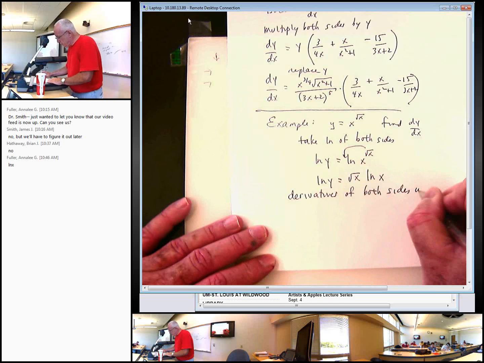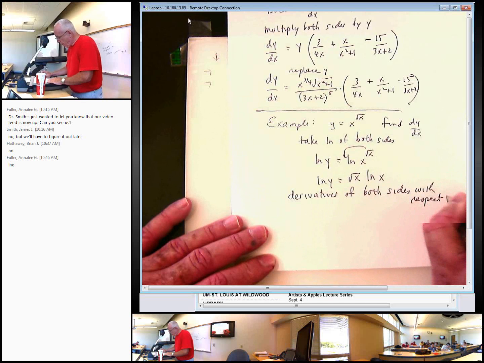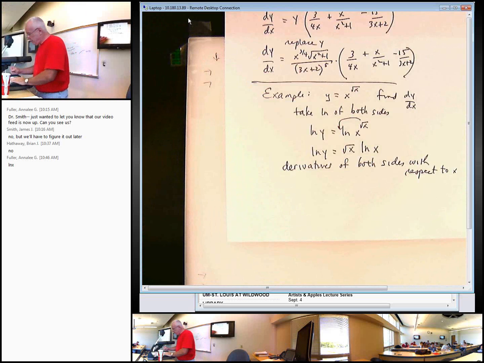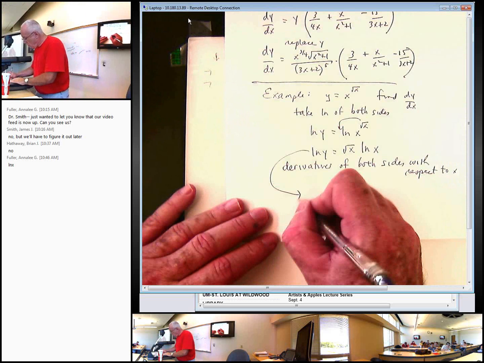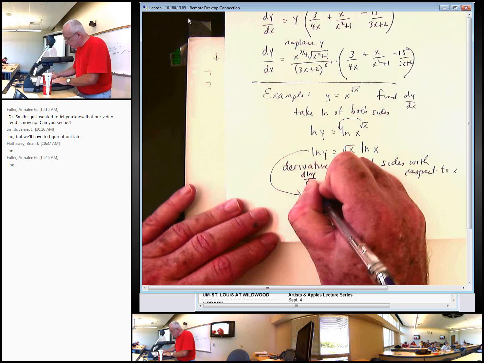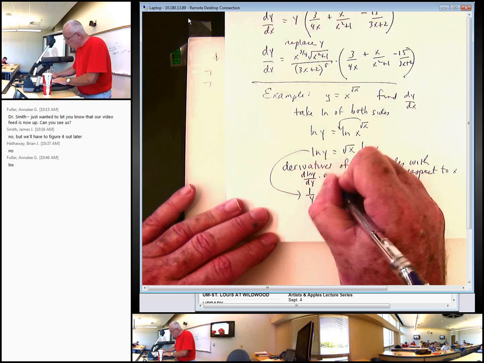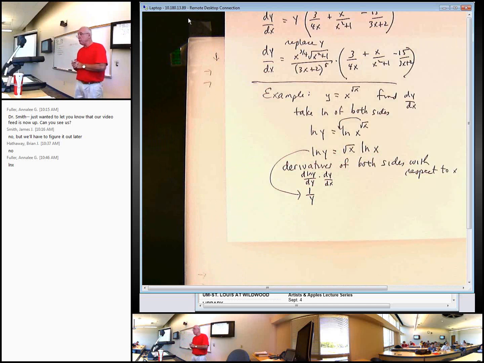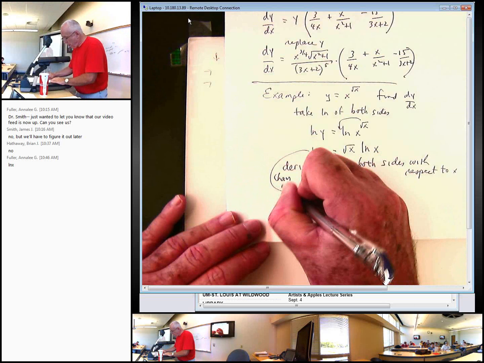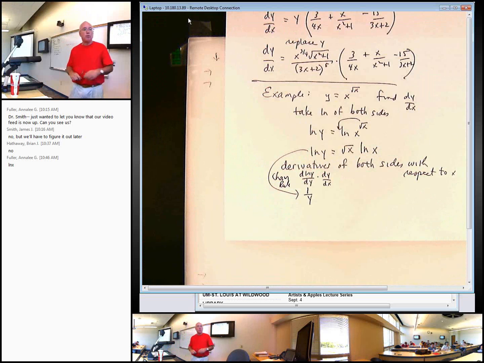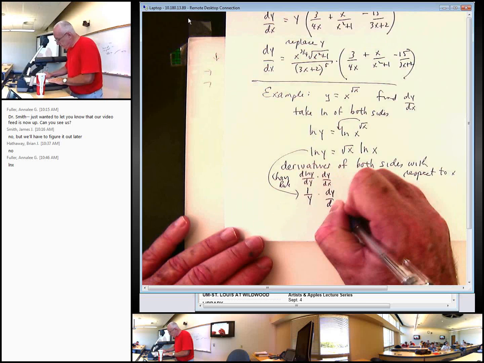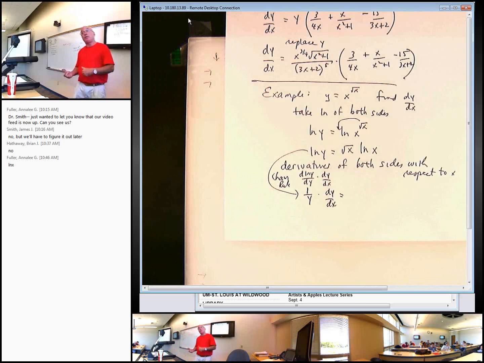Derivatives of both sides with respect to x. All right, so on the left side, we're going to have 1 over y. This is the derivative of the natural log of y with respect to y, and we have to use the chain rule, then times the derivative of y with respect to x. So again, the chain rule. And of course, the derivative of the natural log of y with respect to y is 1 over y times dy dx. And then let's get the derivative of the right-hand side.